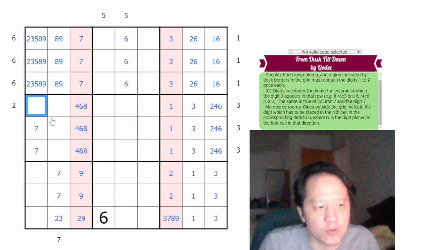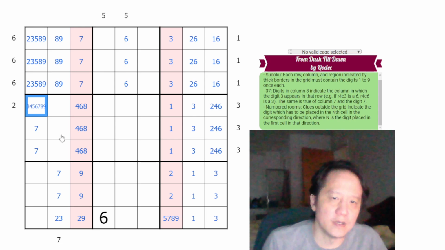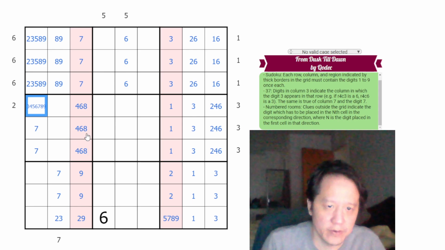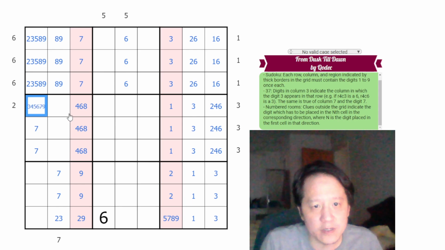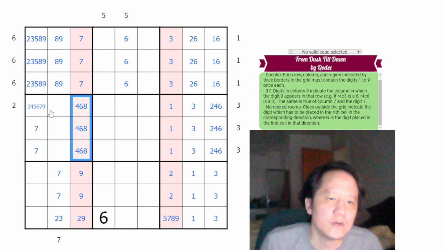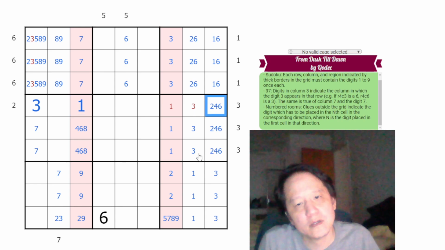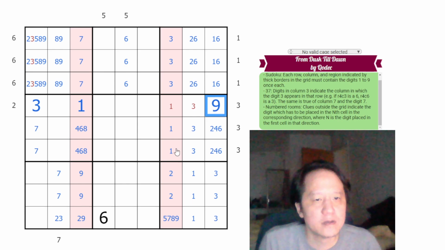So this cannot be 1, it cannot be 2. It could be 3, 4, 5, 6, 7, 8, 9, right? We know it can't be 8 because the 8 is here. If this is 3, this would have to be 1, right? So if this is 3, this is 1. This would have to be 9. And since this is 3, that would have to be 2. So this cannot be 3.